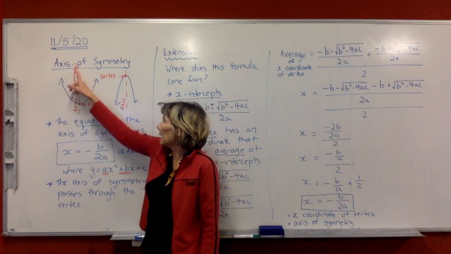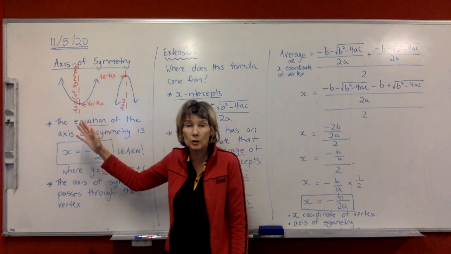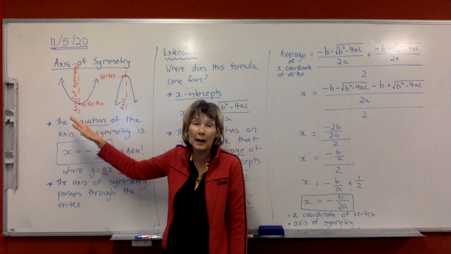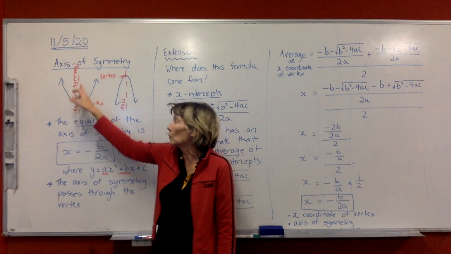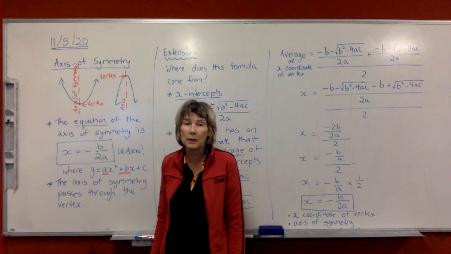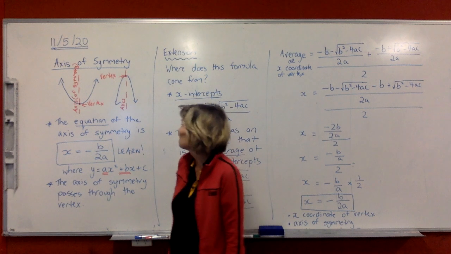You will notice that the axis of symmetry will pass through the vertex of the parabola. It has to, because it's splitting it into two halves, and that happens right on the vertex. So the vertex will lie on the axis of symmetry, or the axis of symmetry will pass through the vertex.